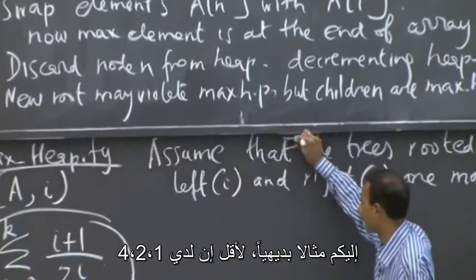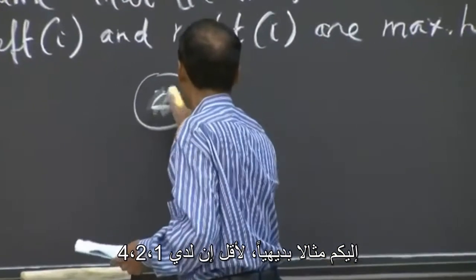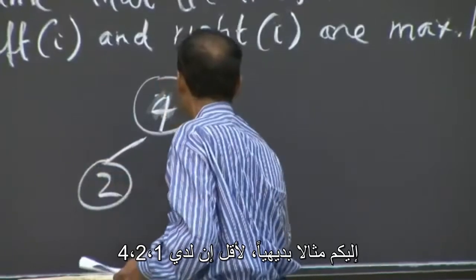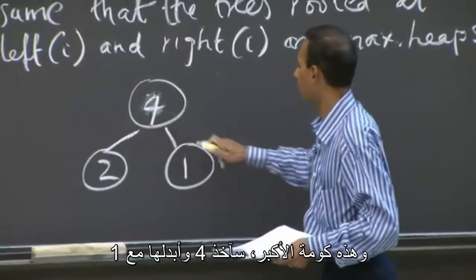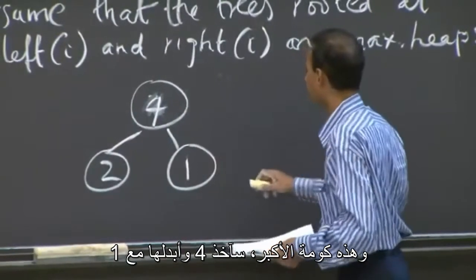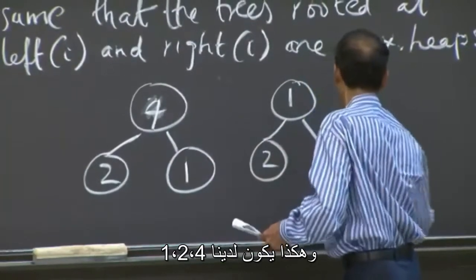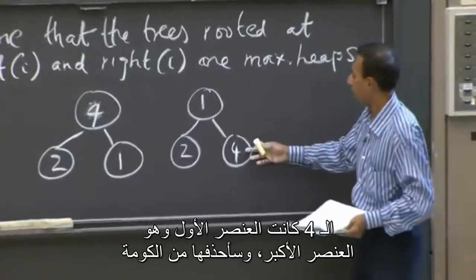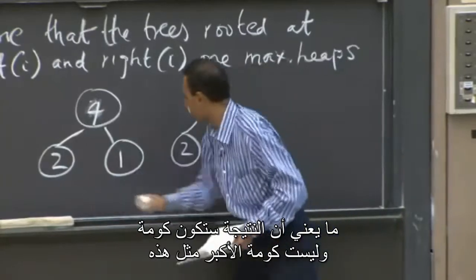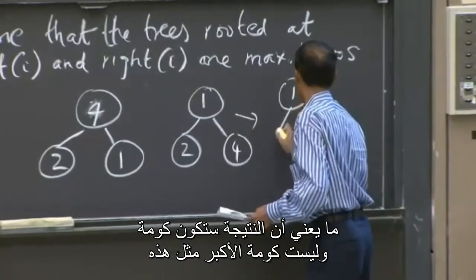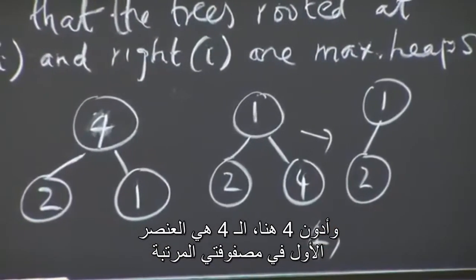So here's a trivial example where, let's say I had 4, 2, and 1, which is the max heap. What would happen is you'd say, I'm going to take 4, and I'm going to swap it with 1. And so you have 1, 2, and 4. Now, 4 used to be A1, and that's the maximum element. And I'm just going to delete it from the heap, which means I'm going to end up with a heap that looks like this. And I write down 4 here. 4 is the first element in my sorted array.